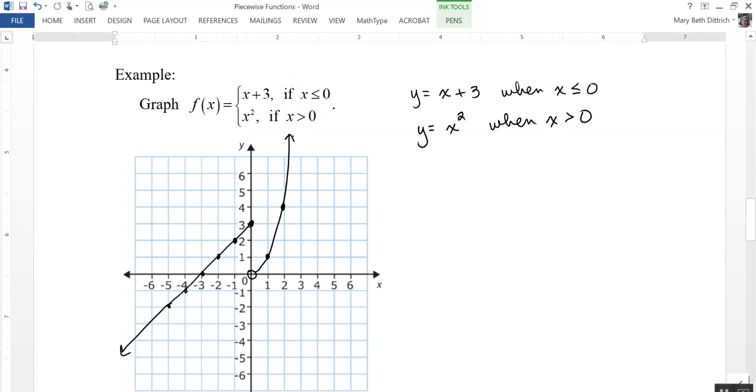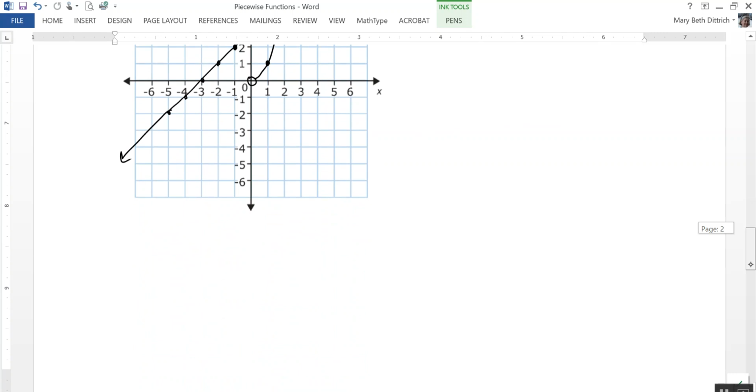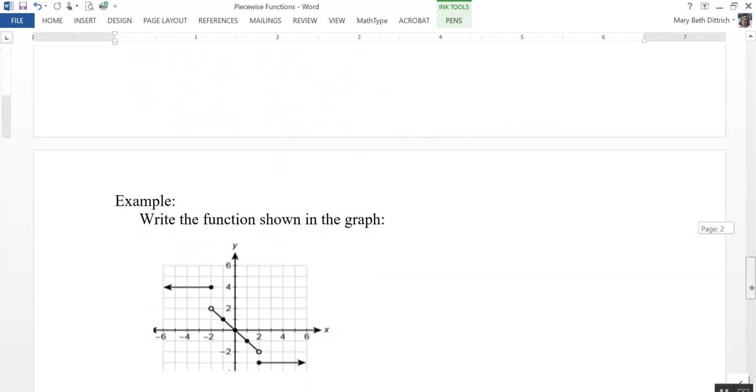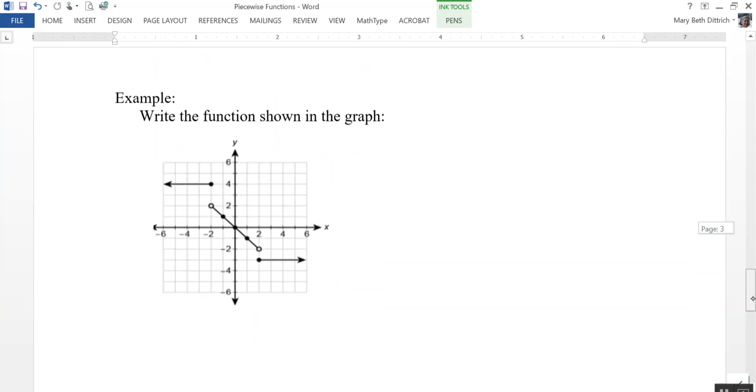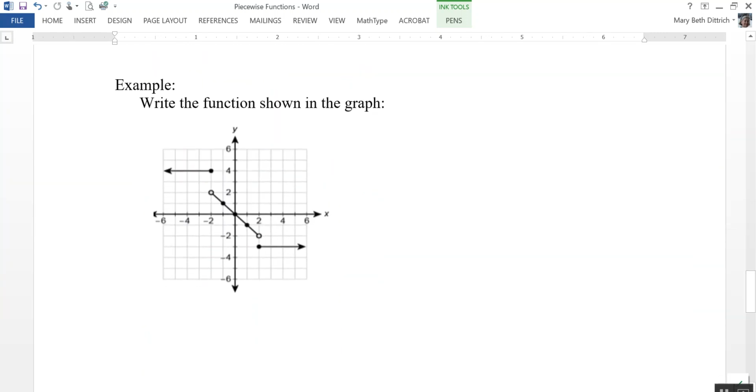So there's that piecewise function. One piece of it is linear, one piece of it is quadratic. Now let's take a look at a function that's already graphed, and then let's write what this function is. This actually has three parts. So I'll have f of x is equal to, and let's go ahead and define those three parts.